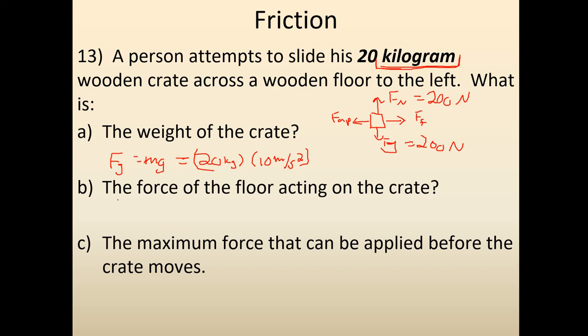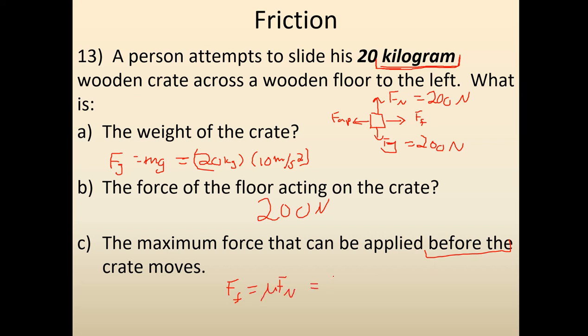So if I read part B, they want the force of the floor acting on the crate. We already found that that's going to be 200. And then the maximum force that could be applied before it moves. So this is the applied force that they're looking for, but because it's going to be at equilibrium, it says that it attempts to move, and it's also saying before the crate moves. So this crate's at rest, meaning the applied force is equal to the frictional force. So I'm going to use mu Fn.